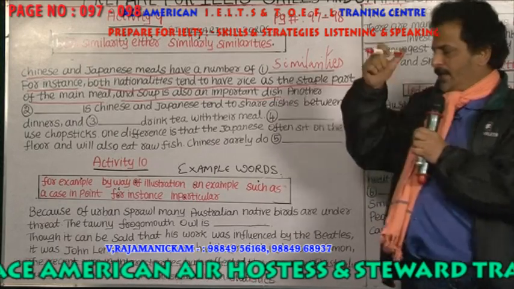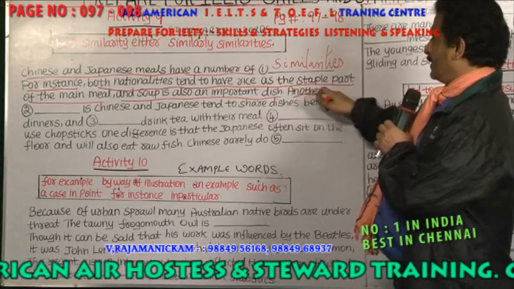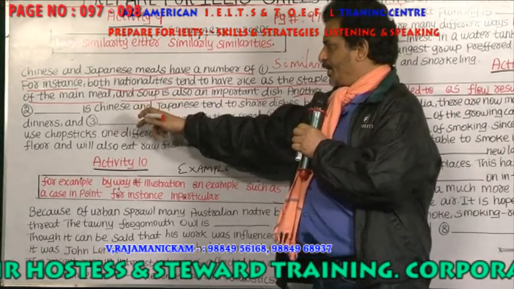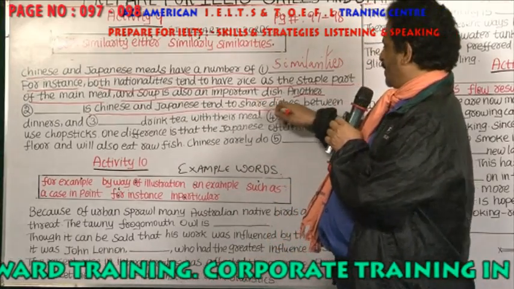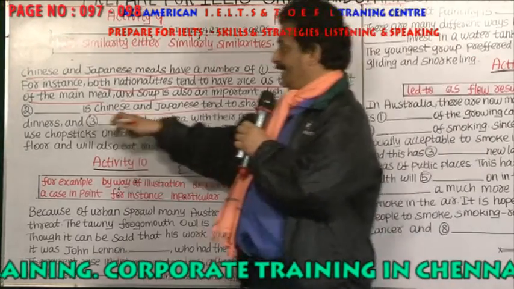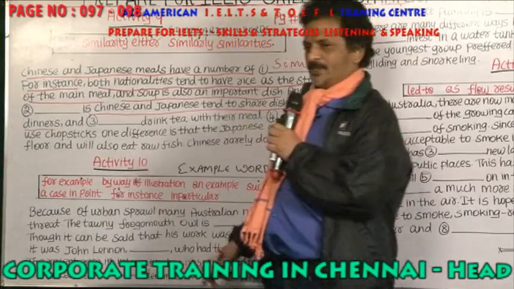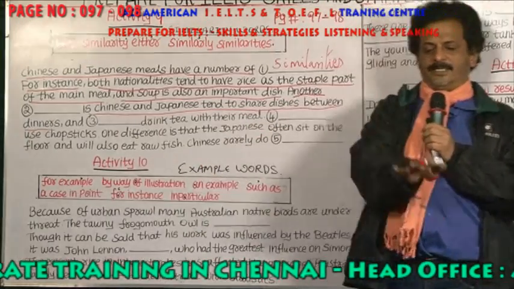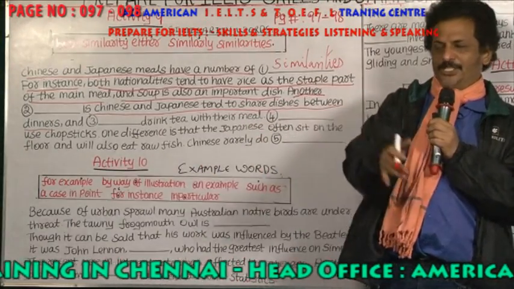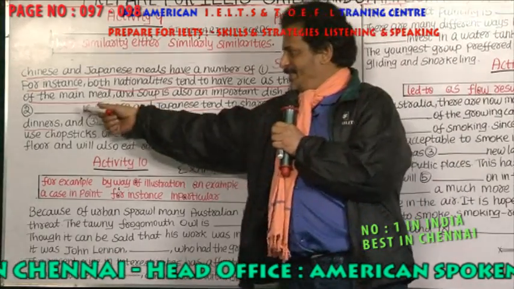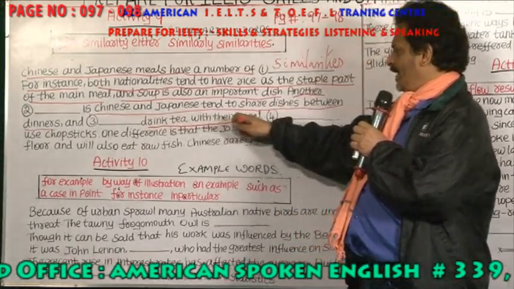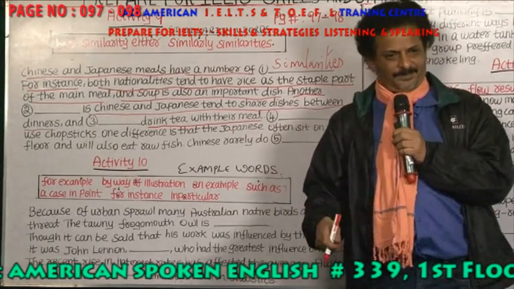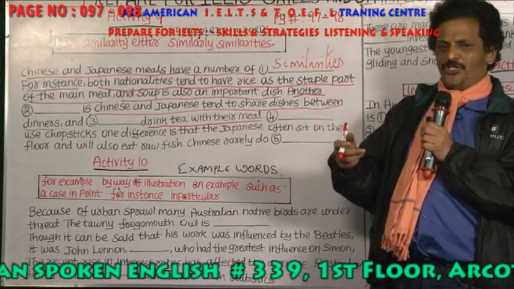Okay, now coming here, neither dash is Chinese and Japanese tend to share dishes between diners. So Chinese, they sit together, they share their dishes. So what is the word you can use here? And dash drink tea with their meal. Both Japanese and Chinese, they drink tea with their meal.